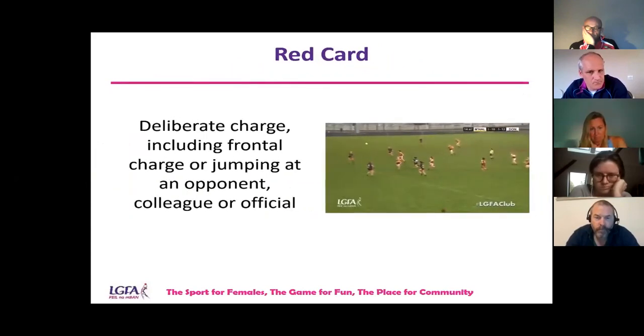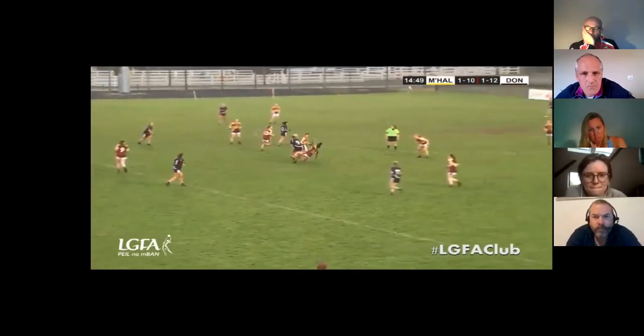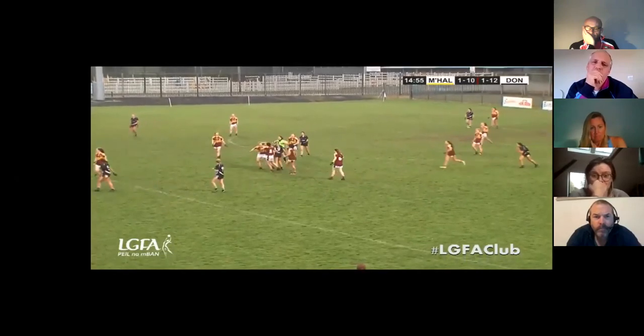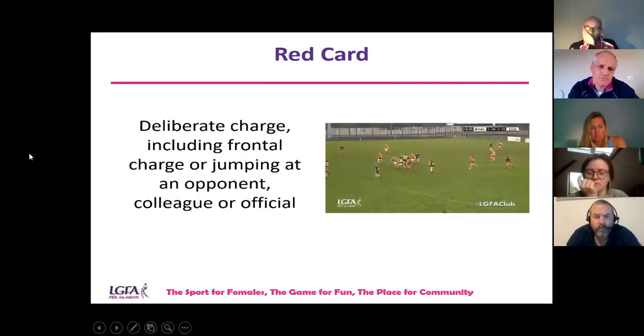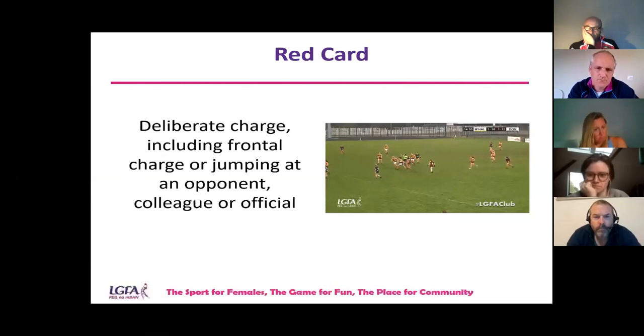And the final mention of charging in our official guide is deliberate charge, including frontal charge or jumping at an opponent or colleague. In this clip, you will see there is greater intent, force, and the player moves directly in the position of the defender. If you watch clearly, you will see all three combining together. So the player in this stage will have a free awarded against them, but also a straight red card.